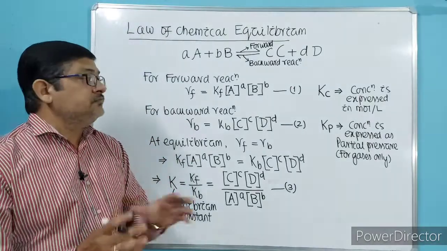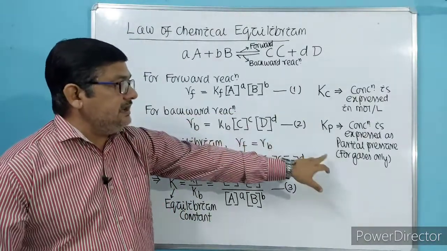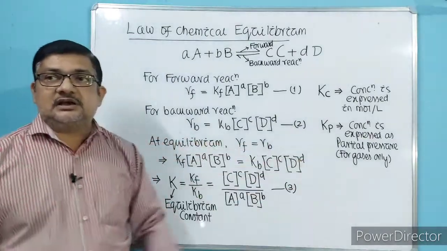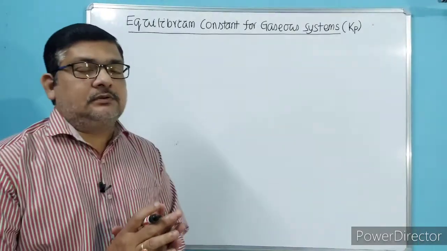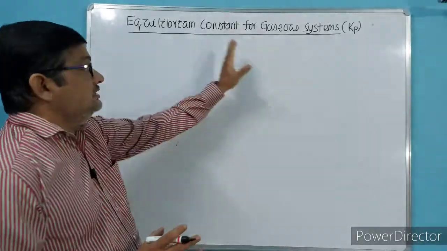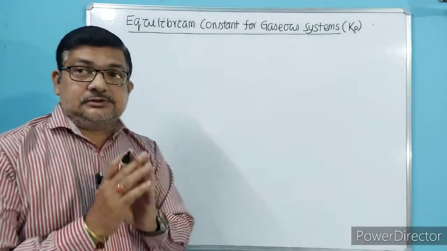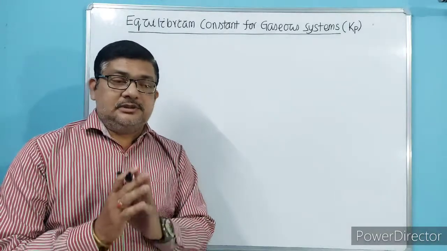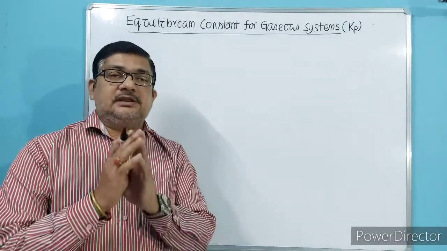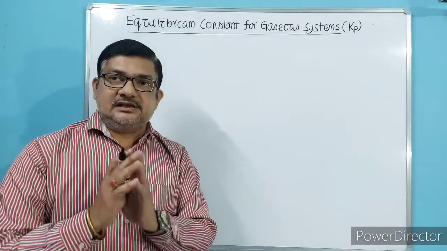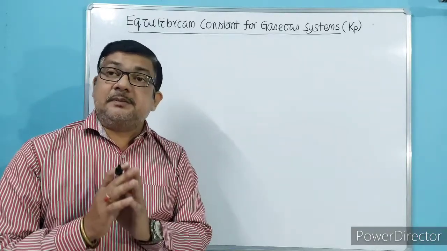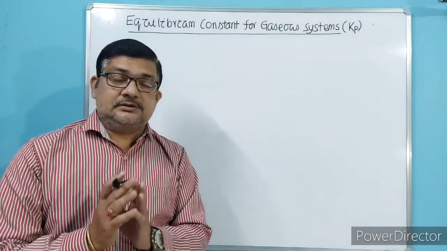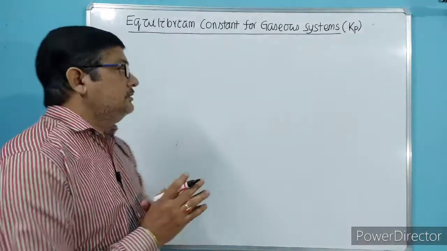Next we will discuss the relationship between Kp and Kc. We will discuss the equilibrium constant for gaseous systems. As I have already told you, for gaseous systems, or when the reactants are present in gaseous state, we can express their concentration in the form of their partial pressure. Okay, so that I have already told you.